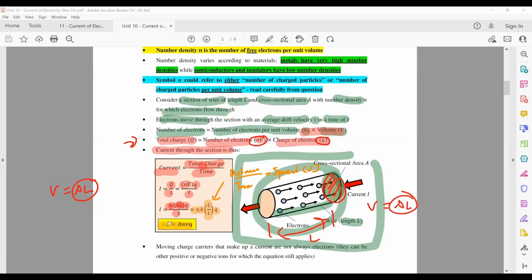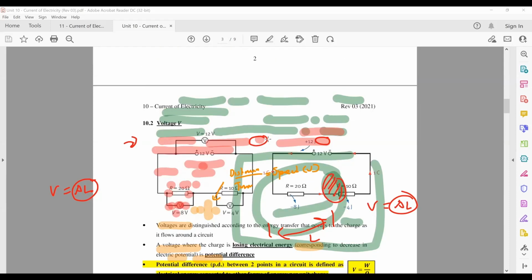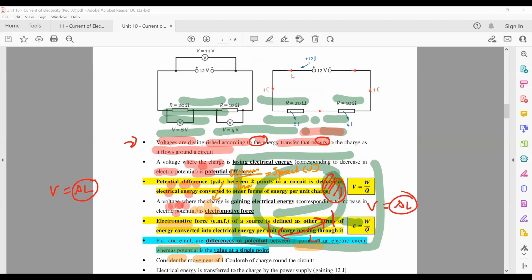Now this equation applies to all charge carriers that form a current. It's not just applicable to electrons. It can be any other charge carriers that move. It could be positive and negative ions also. So it doesn't apply specifically only to electrons. It applies to other charges too, positive or negative. So this one is for current.